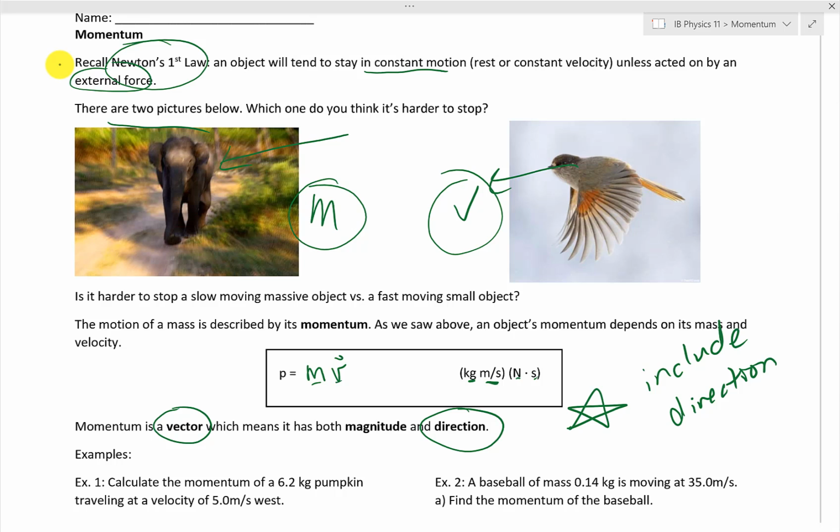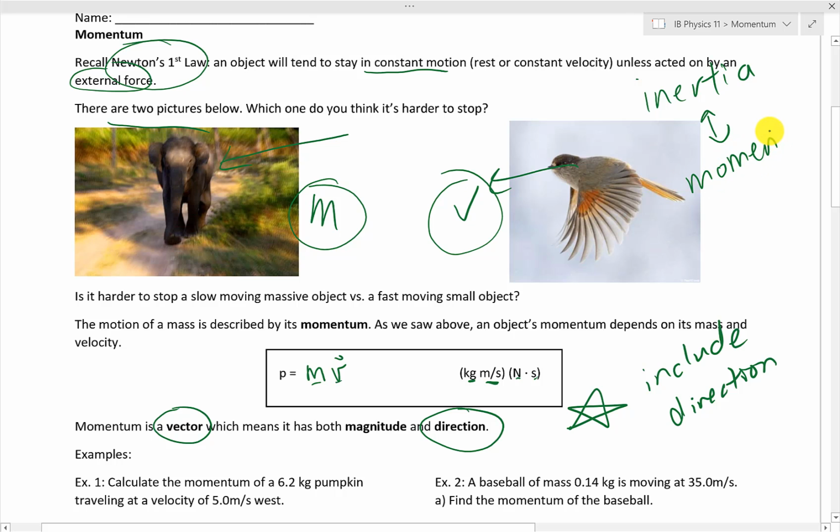If you're thinking of the word inertia, we're onto something, because inertia and momentum share similar properties. And you're absolutely correct. If something has a lot of inertia, it's harder to get it to move. If something has a lot of momentum, it's harder to stop it or to change its motion.